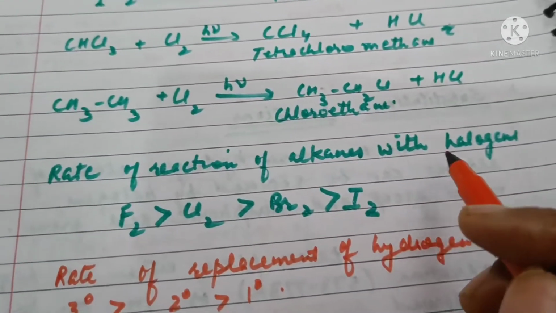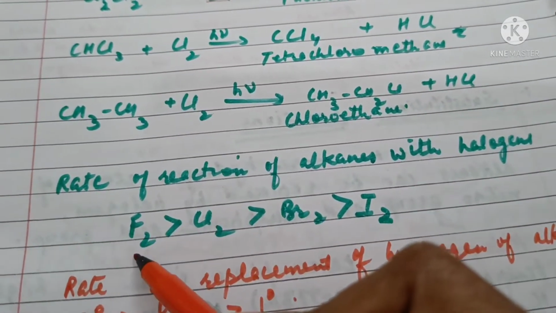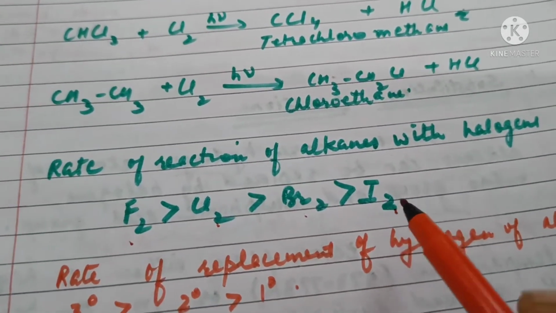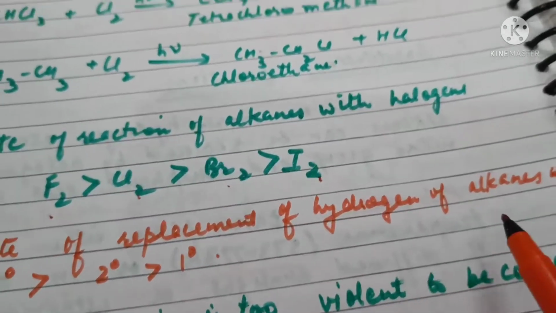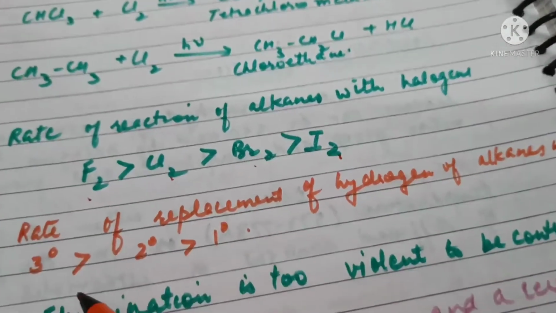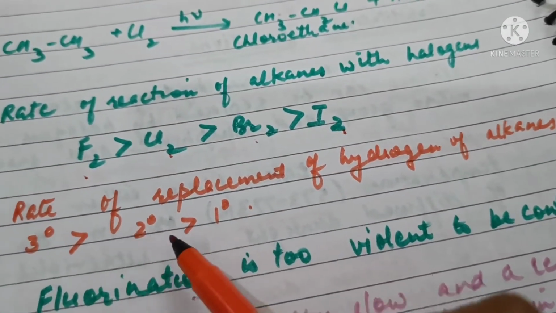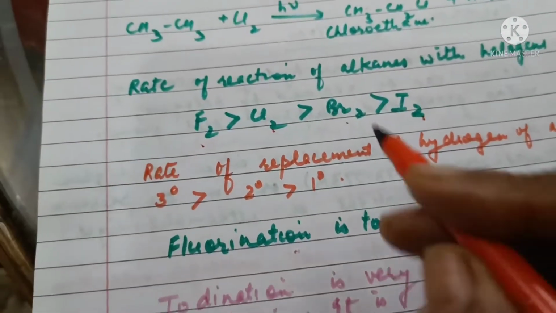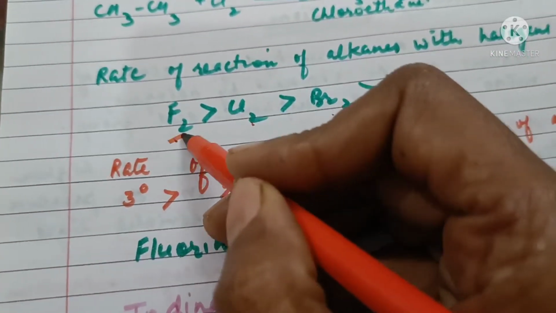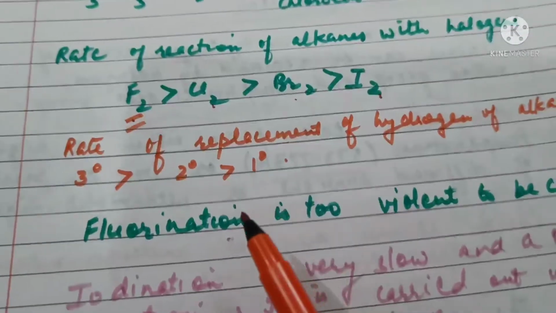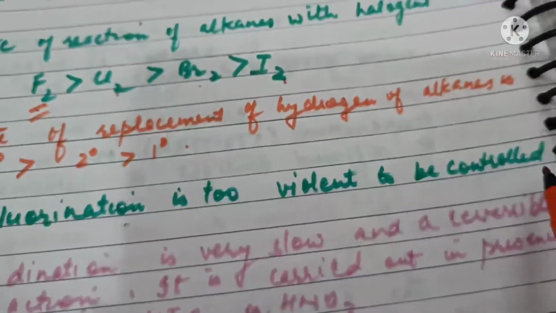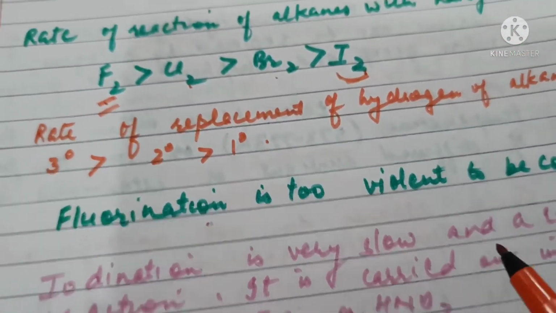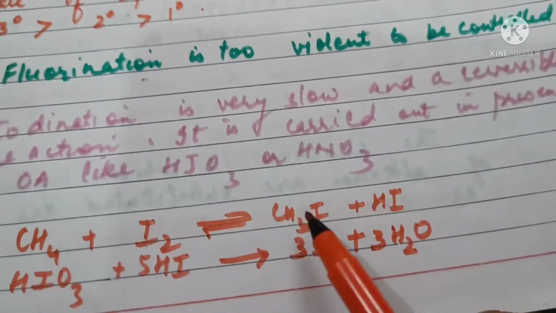The rate of reaction of alkanes with halogens is: fluorine is most reactive, then chlorine, then bromine, and then iodine. And the rate of replacement of hydrogen of alkanes is: tertiary will be replaced more easily than secondary, then primary. Tertiary are most reactive. Out of these four halogens, fluorine is very reactive. The reaction is too violent to be controlled, and iodine is very less reactive. It's very slow, and also the reaction is reversible.